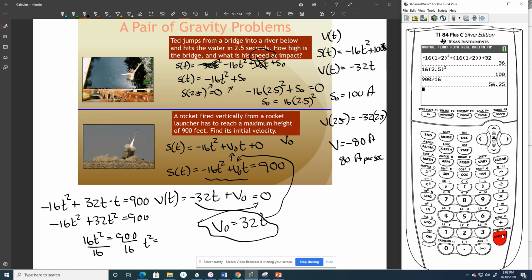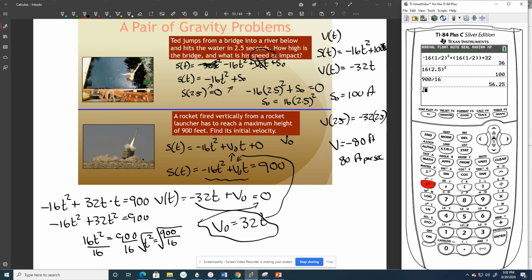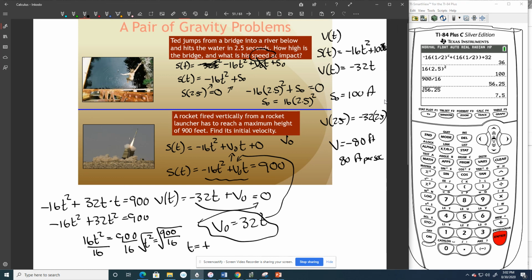And it's not going to be a nice number, so let's leave it as 900 over 16. But to get my time, I've got to square root both sides. If I take the square root of this, 56.25, then t is equal to positive or negative 7.5. And again, we're going to ignore the negative because we're looking at time ahead, not time in the past. So at 7.5 seconds, I'm going to reach my maximum.